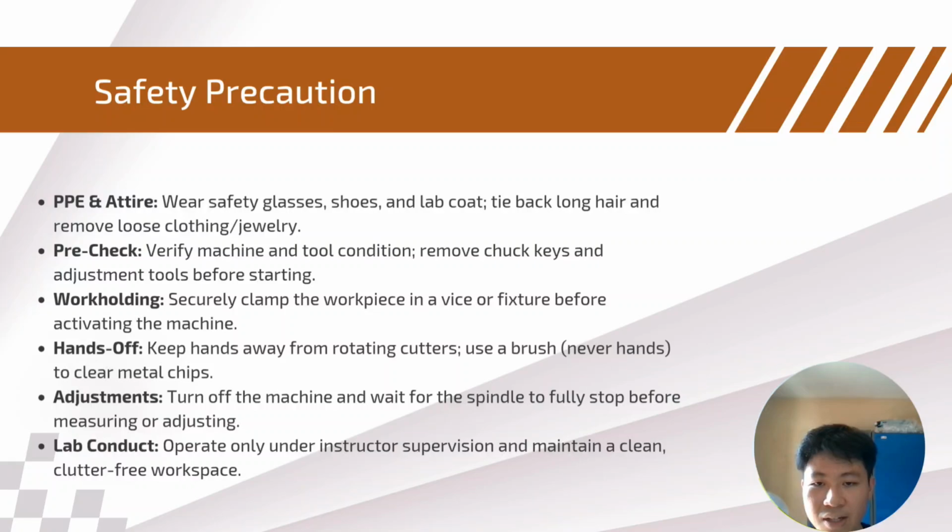Moving on, securely clamp the workpiece in a vise or fixture before activating the machine. Moving on, we also have to keep our hands away from the rotating cutters. We have to use a brush and never use our hand to clear the metal chips. And moving on, we have to turn off the machine and wait for the spindle to fully stop before measuring or adjusting. Last but not least, we have to operate only under instructor supervision and maintain a clean, clutter-free workspace.